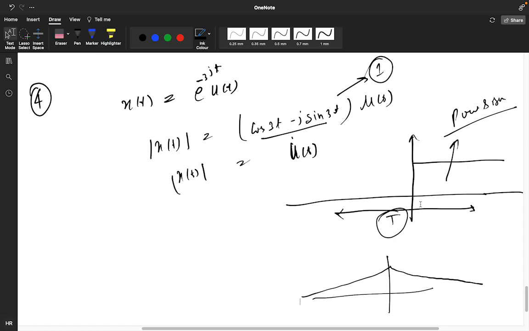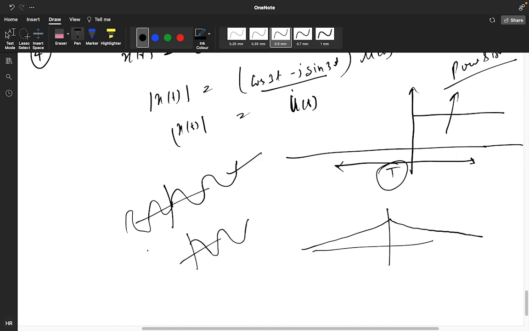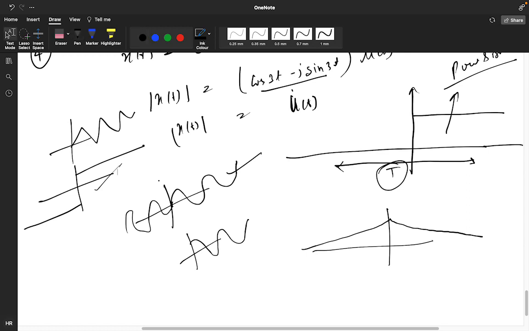Every periodic signal will be a power signal, like sin t, cos t. This type of signal is periodic and it is not decreasing, so this is your power signal. A triangular signal like this is also a power signal. These signals last for infinite time, so it's a power signal.